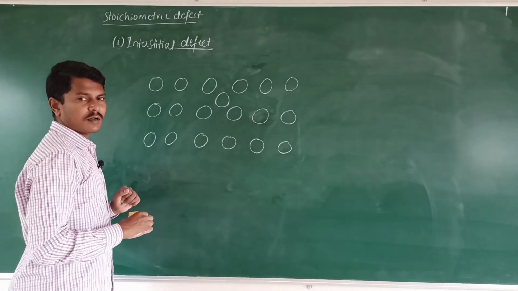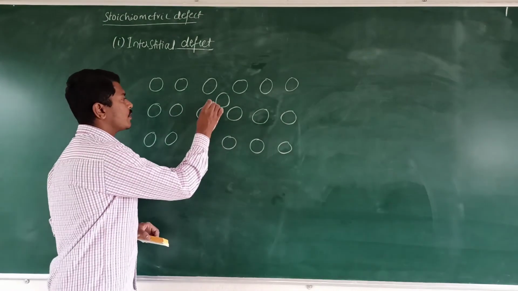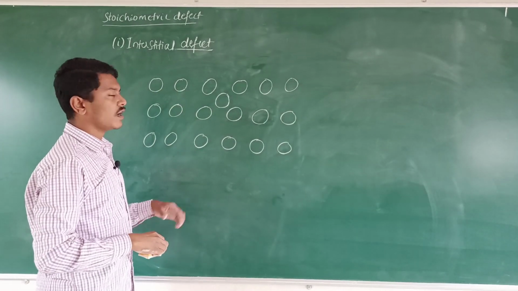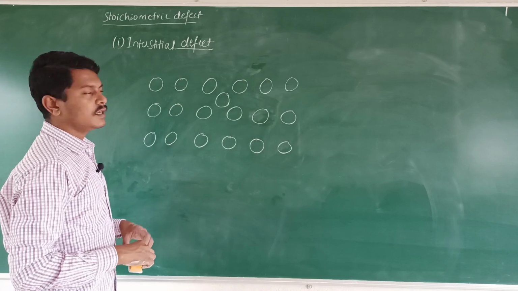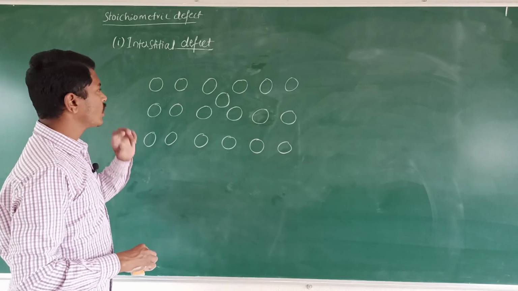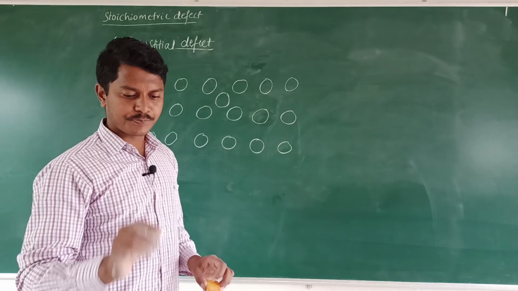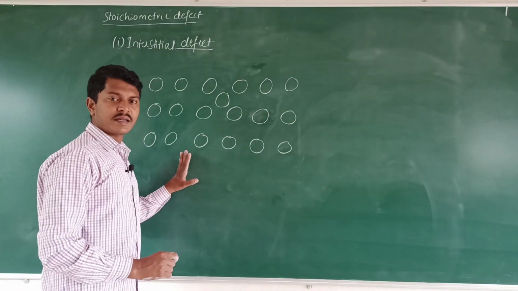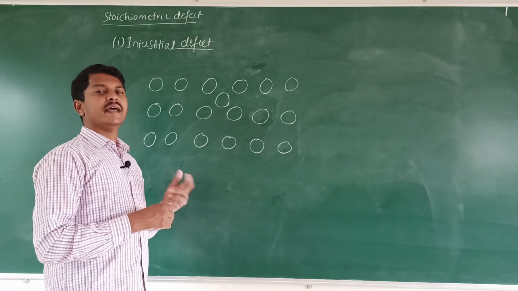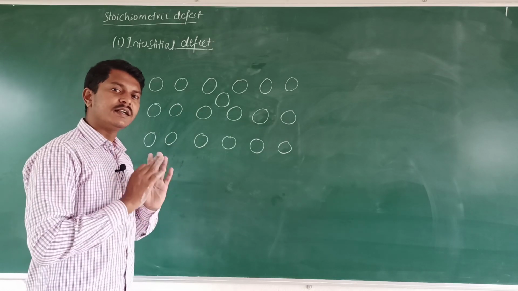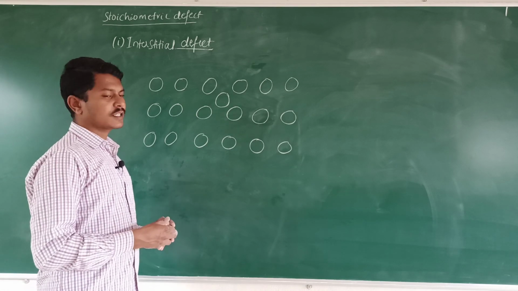This type of defect is known as interstitial defect. Some of the constituent particles occupy the interstitial sites in the lattice, known as interstitial defect. Got it? These two are observed in non-ionic compounds. Here density remains the same. In the vacancy defect, some of the lattice points are gone, that's why the density decreases. Okay. Next concept.